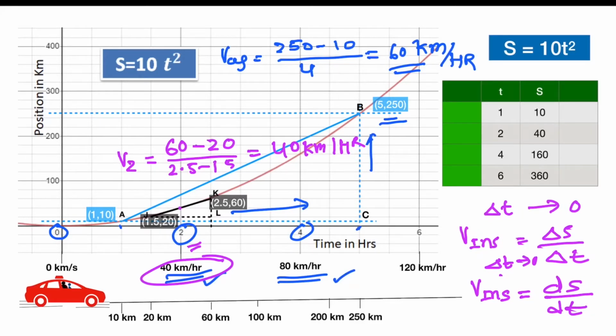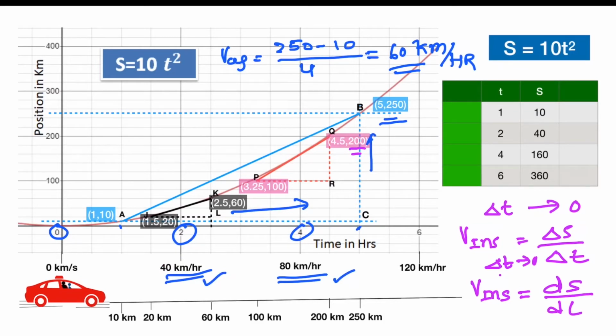Now similarly, if I want to know the instantaneous speed at t is equal to 4 hours, I will draw a tangent at t is equal to 4 on that curve, and I will take the slope of that line, similar to whatever we did here. So here the slope of this tangent line is (200 minus 100) divided by (4.5 minus 3.25), and this comes out to be 80 km per hour. And that is the instantaneous speed at t is equal to 4 hours. So this is a way to find the instantaneous velocity using the s-t graph.